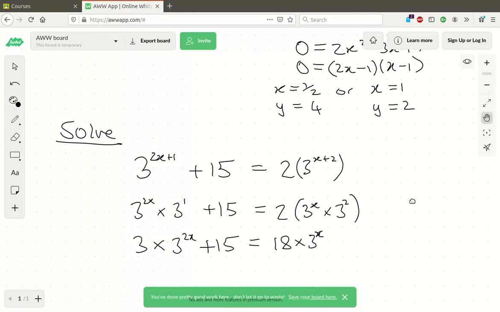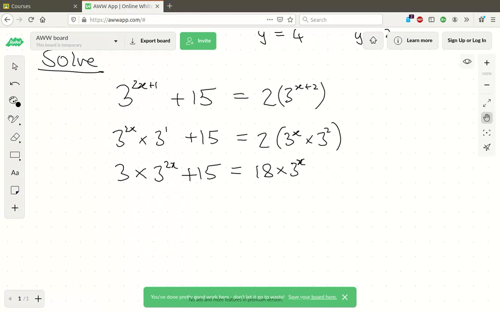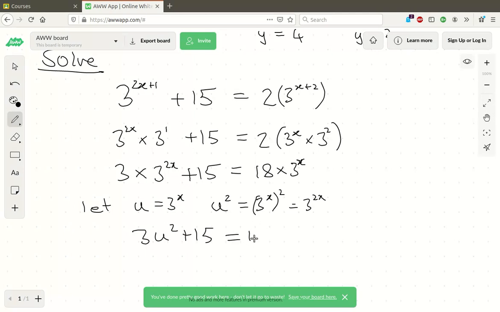Now it becomes a bit more obvious that this is a quadratic in disguise. It becomes especially obvious if you let u equal 3 to the x, or pick a letter. Because then u squared would be 3 to the 2x. Well, it would be 3 to the x all squared, which is 3 to the 2x, because you multiply the powers in that situation. And so why have we got a quadratic here? Because we've got 3u squared plus 15 equals 18u.